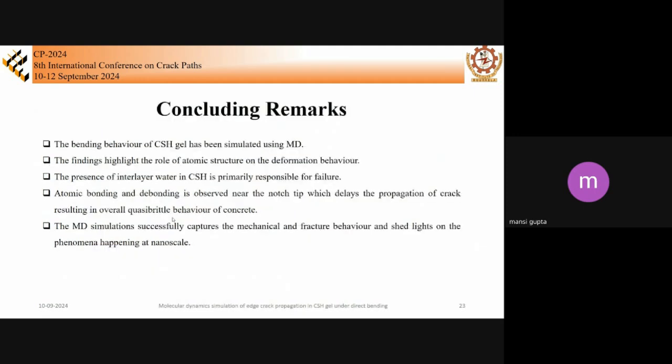Concluding remarks. The bending behavior of CSH gel has been simulated using molecular dynamics. The findings highlight the role of atomic structure on the deformation behavior. The presence of interlayer water in CSH is primarily responsible for failure. Atomic bonding and debonding is observed near the notch tip, which delays the progression of the crack, resulting in the overall quasi-brittle behavior of concrete. The MD simulation successfully captures the mechanical and fracture behavior and sheds light on the phenomena happening at the nanoscale.